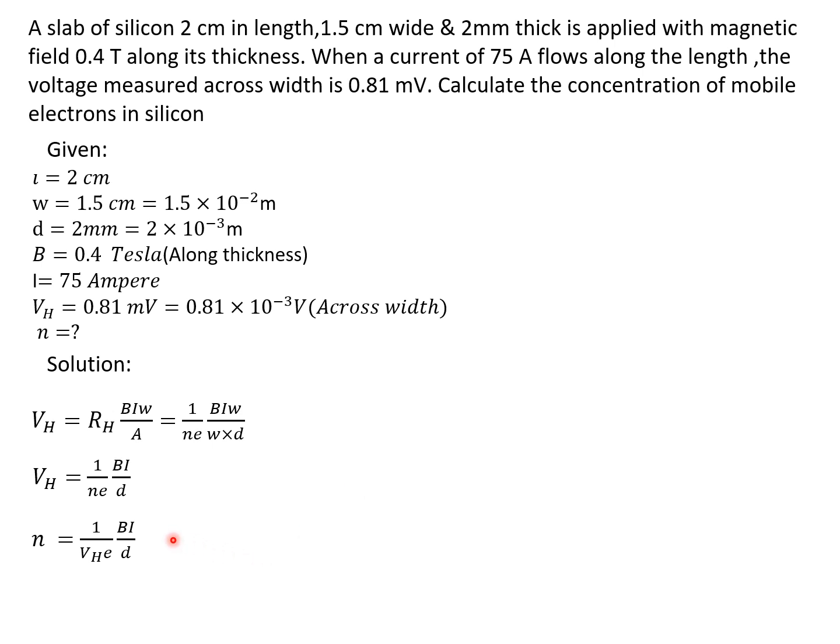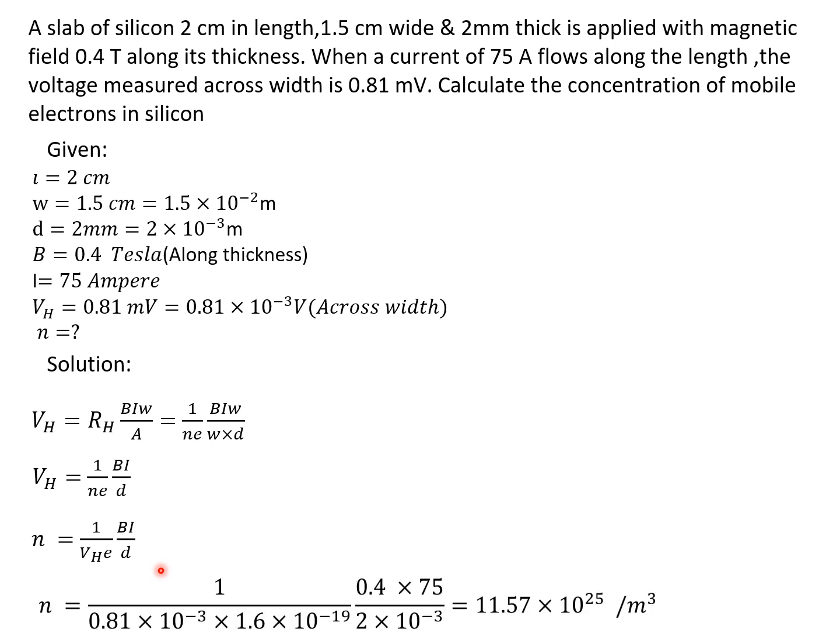Now see that all quantities on the right hand side are known to us: Hall voltage, charge of electron, magnetic field, current and the thickness of the specimen. D is the thickness of the specimen. So we will put the values here. All given values are put here and we arrive at the answer 11.57 into 10 raised to 25 per meter cube. So the concentration of mobile electrons in silicon is 11.57 into 10 raised to 25 per meter cube.